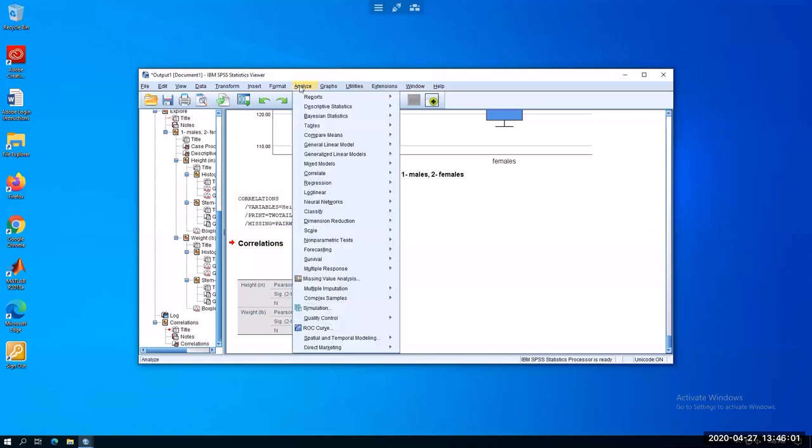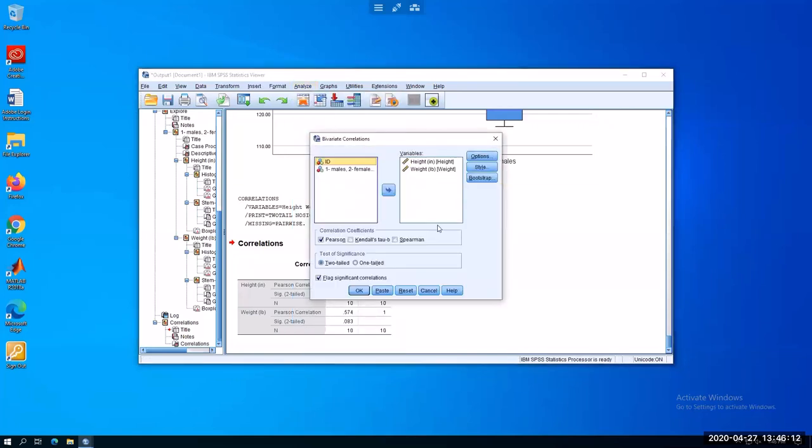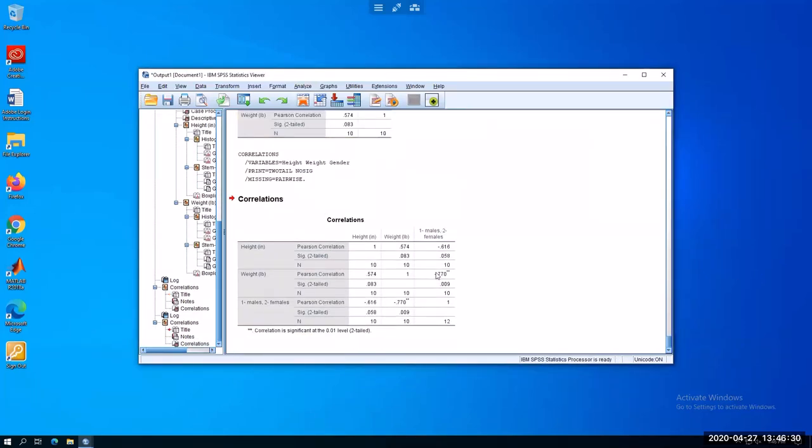Now let's do the same thing. So analyze, correlate, bivariate again, but we will also move gender as our variable. So we have gender here and just click OK. Okay, so again our diagonals are the same, so here height, weight, gender is the same. But we want to see, for example, how height correlates with weight. We already talked about it, but is there some correlation between gender and height or weight?